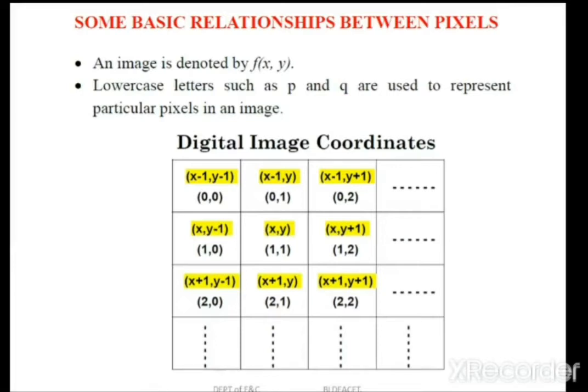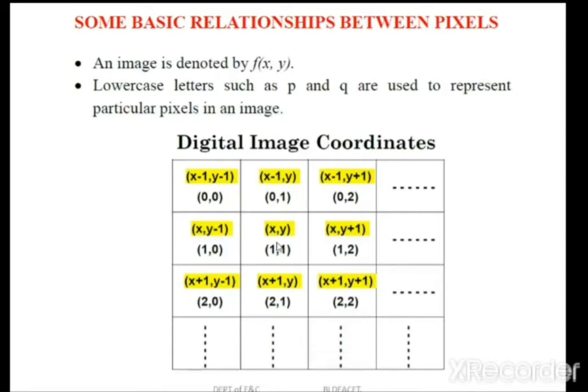To define the relationship between pixels, we are going to use two small letters, p and q. Actually p and q represent two pixels of the image, any two pixels. Here I have shown the digital image coordinates. Here we have 0, 0. I'm showing with the cursor. You can observe 0, 0, 0, 1, 0, 2, then 1, 0, 1, 1, 1, 2, and so on. Just now consider a pixel which is at location 1, 1.